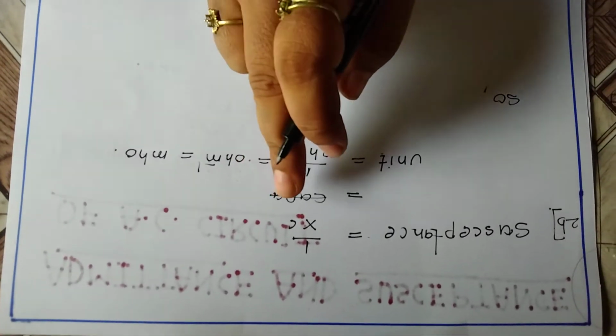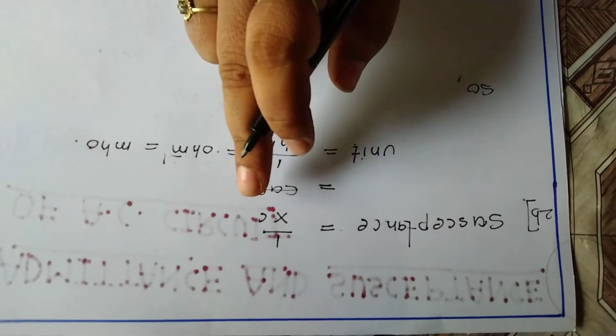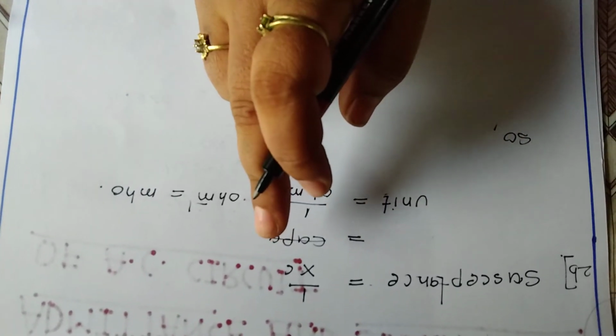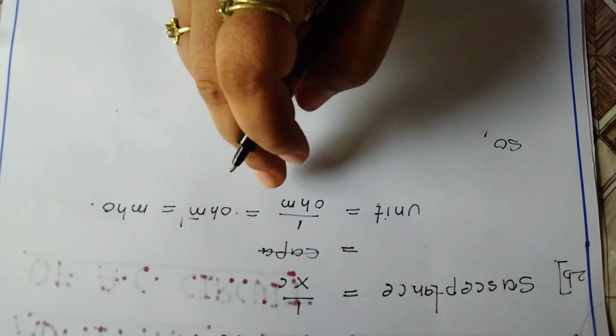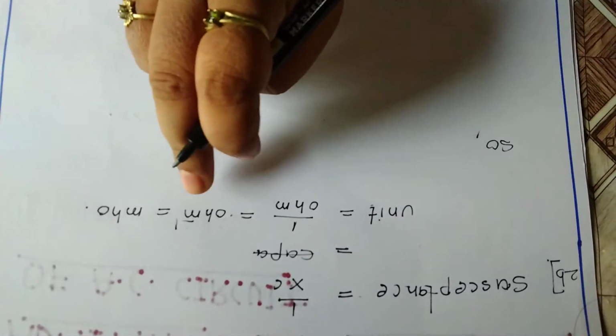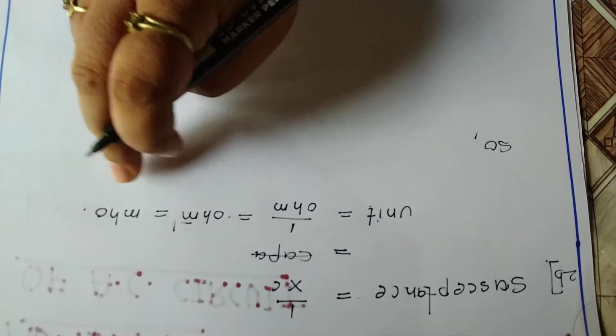Capacitive susceptance is the reciprocal of capacitive reactance, so it can be written as 1 by Xc. Its unit is 1 by ohm, which is equal to ohm inverse, which is equal to mho.